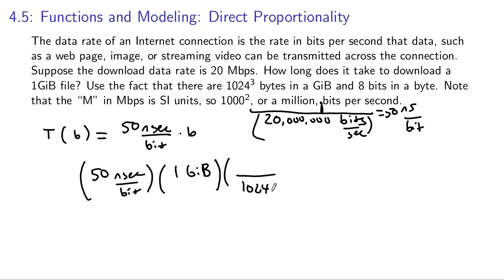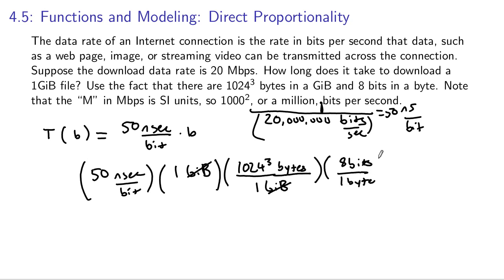Sorry, I've got this backwards. Erase that. We have 1024 cubed bytes in 1 gigabyte. We're arranging this so that these will cancel. Gigabytes cancels with gigabytes. We're left with bytes. So when we multiply our 50 nanoseconds per bit times this, we have not canceled yet because we have bytes and bits. So now we have to think about how many bits are in a byte. We're told there's 8 bits in 1 byte. Now our byte will cancel, our bits will cancel, and we'll just be left with time in nanoseconds.